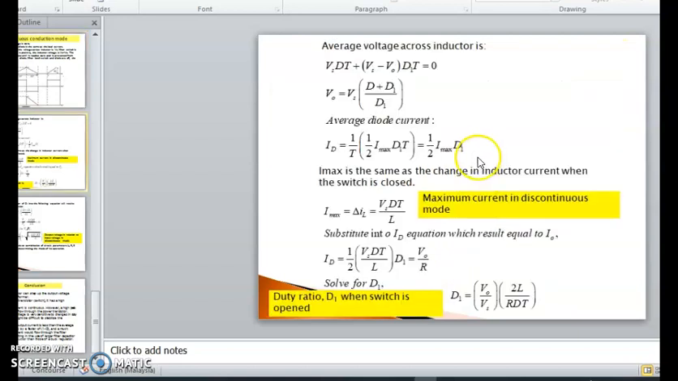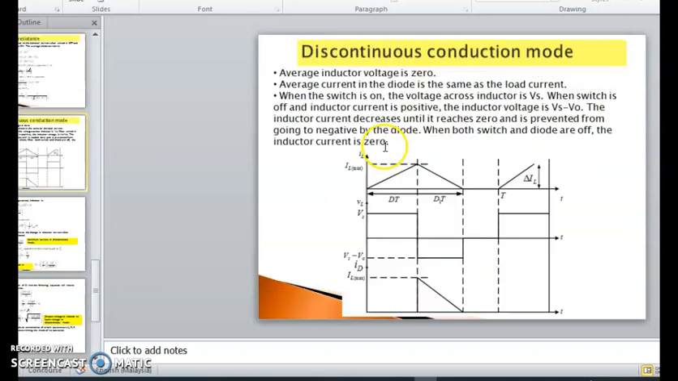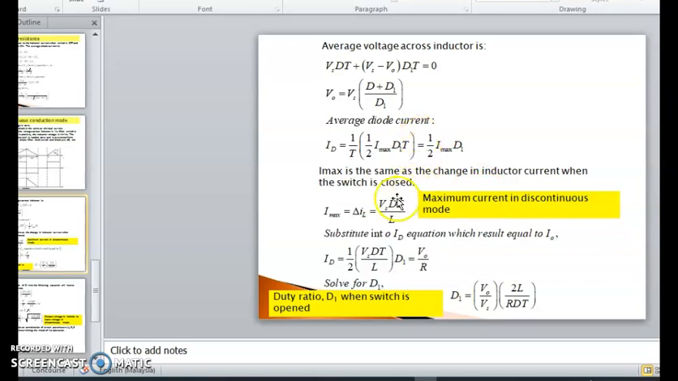Okay, so the average voltage across the inductor is also zero. V out is equal to Vs times D plus D1 over D1. So this is D1. Okay, so this is the average maximum current and the duration of the switch when the switch is open.